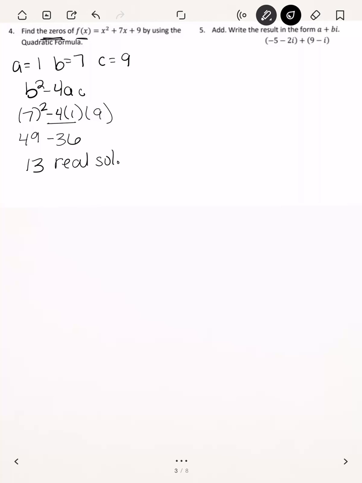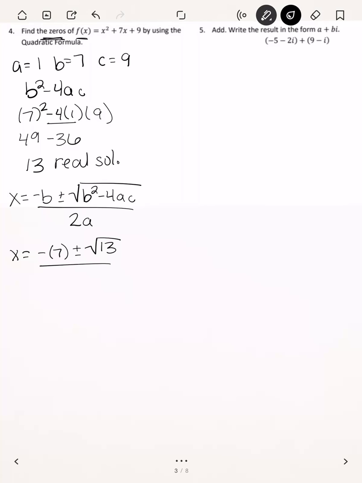So I go to the quadratic formula from here. I like to write it out. It just helps me memorize it better. So -b plus or minus the square root b squared minus 4ac all over 2 times a. So here I go. I plug and chug. So I have negative. I'm plugging in 7 for b plus or minus. We already found what's under the radical. That's our discriminant, which was 13. All over 2 times 1.